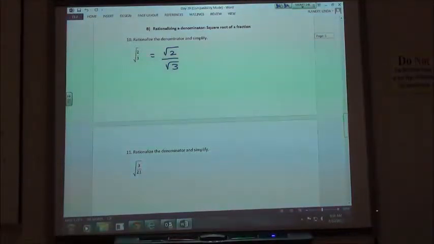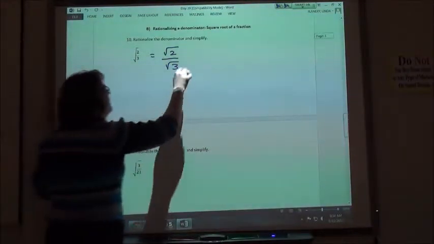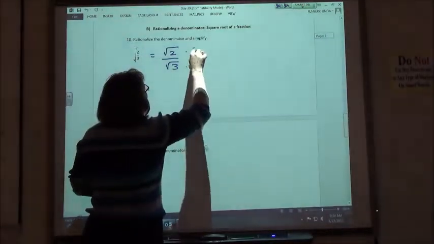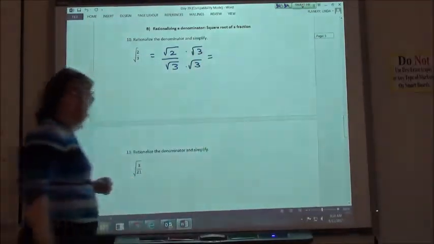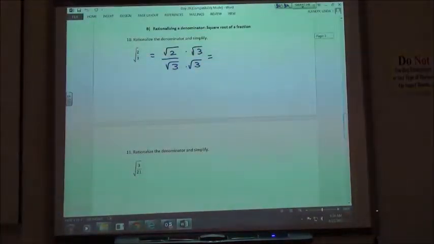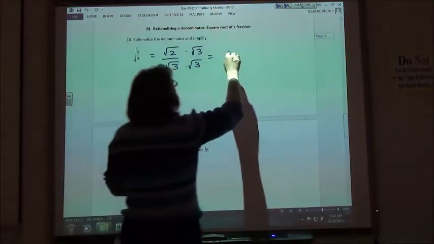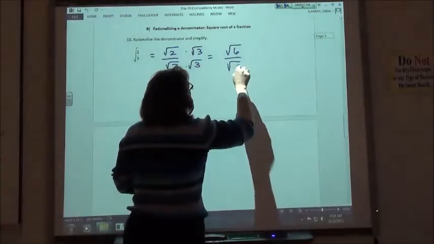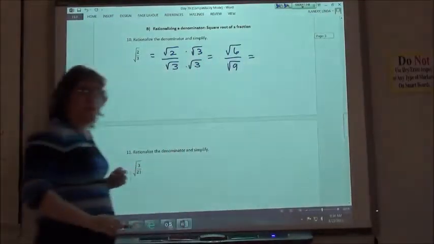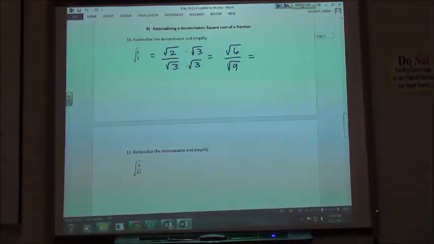Multiplying it by the square root of 3. Taking it times the square root of 3. And if I do that, I'm going to get the square root of 6 over the square root of 9. And then taking the square root of 9, I would get an answer of square root of 6 over 3.